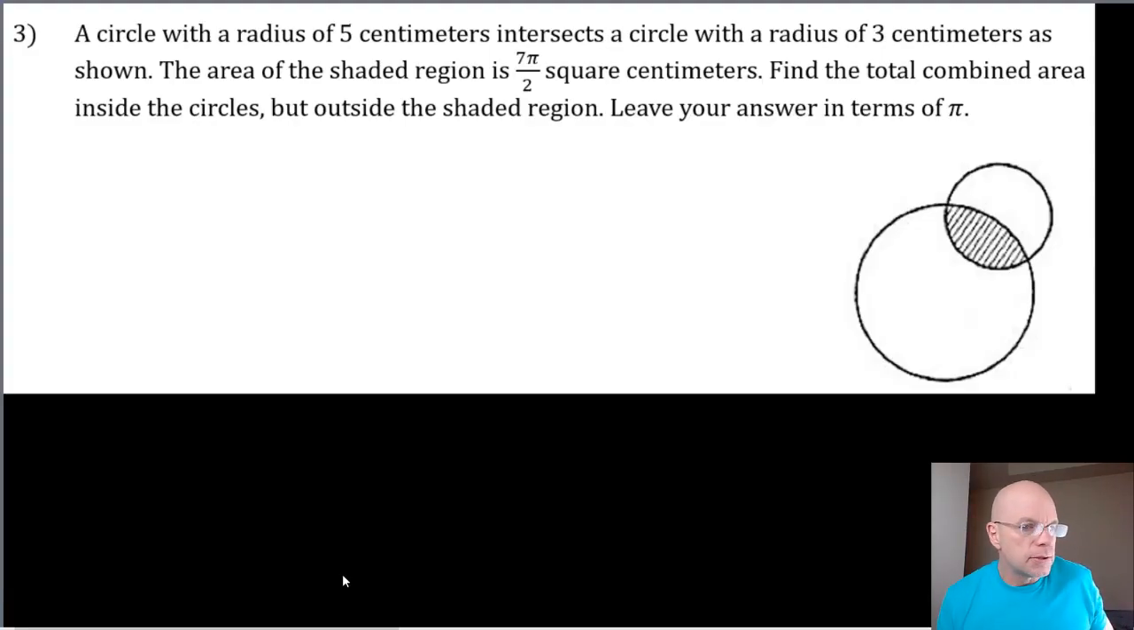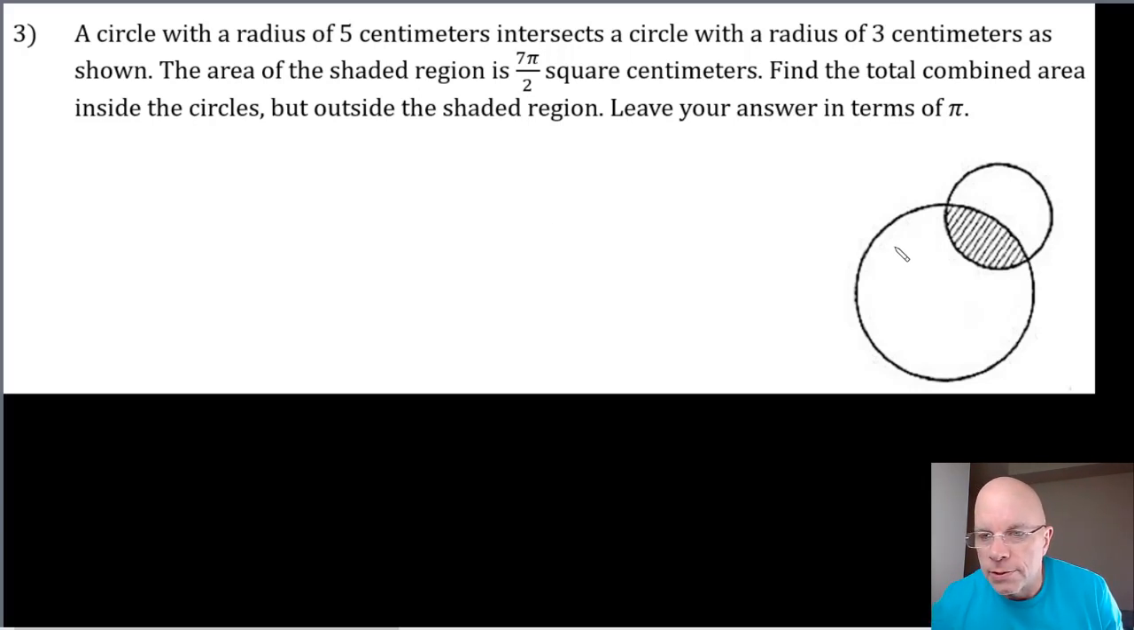There are a few challenging problems on this assignment, which is partly why there are only 5 problems. And I think this is the most challenging one, which is not always why I pick it for the help video, but in this case it was. A circle with radius of 5 centimeters intersects a circle with radius of 3 centimeters. So let's show those dimensions.